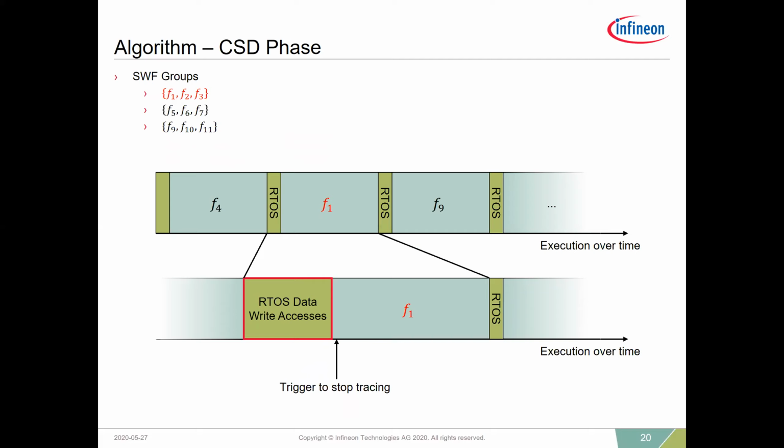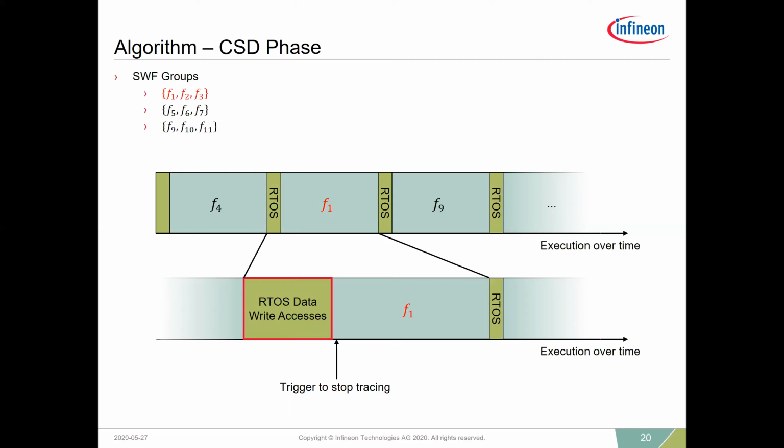So this is fairly simple. We have three functions in this example for the first group, so F1, F2, and F3. And we place a trigger at the beginning of this function, which will stop our trace. And then we turn off time information because we don't really need it here. But we turn on the write accesses so that we can trace and see them. And since the trace stops at the beginning of F1, we know that the write accesses that appeared right before the trigger are the write accesses that should be from the RTOS.